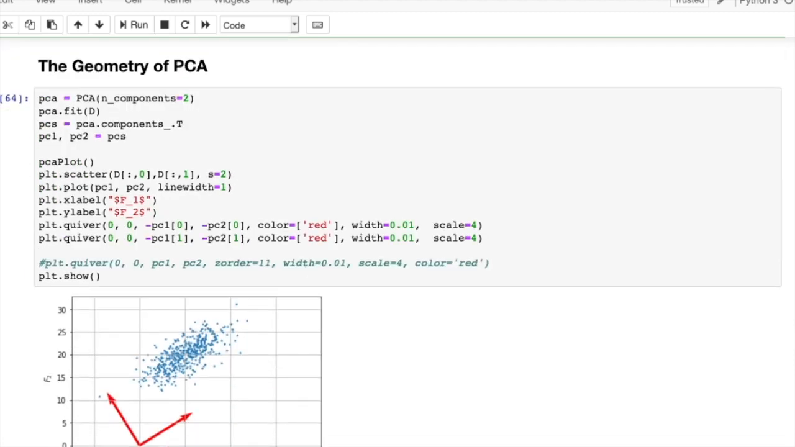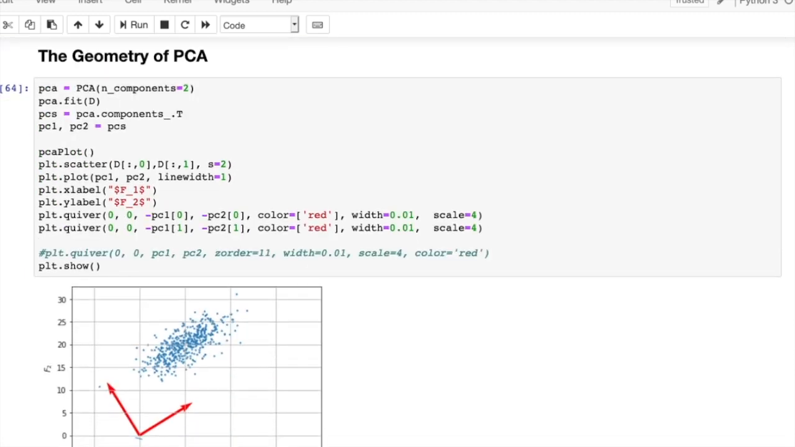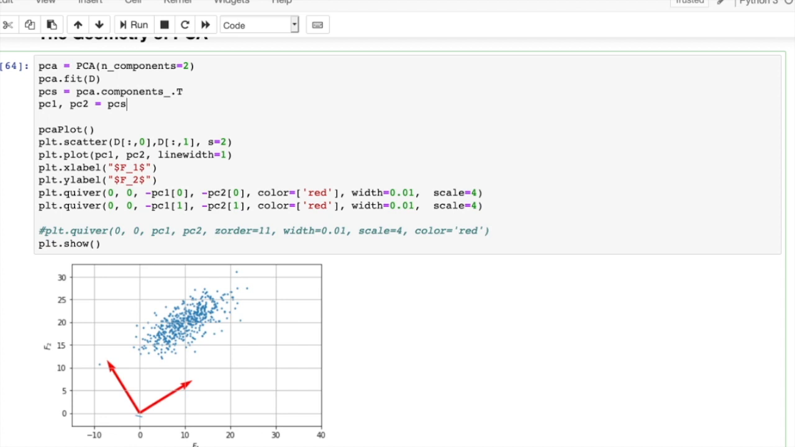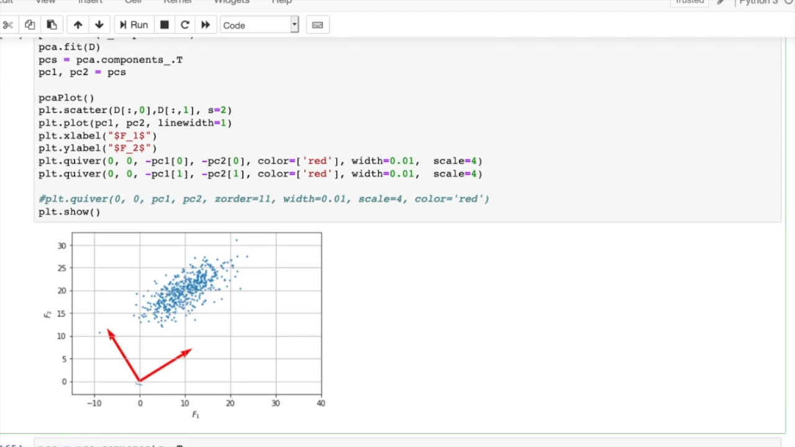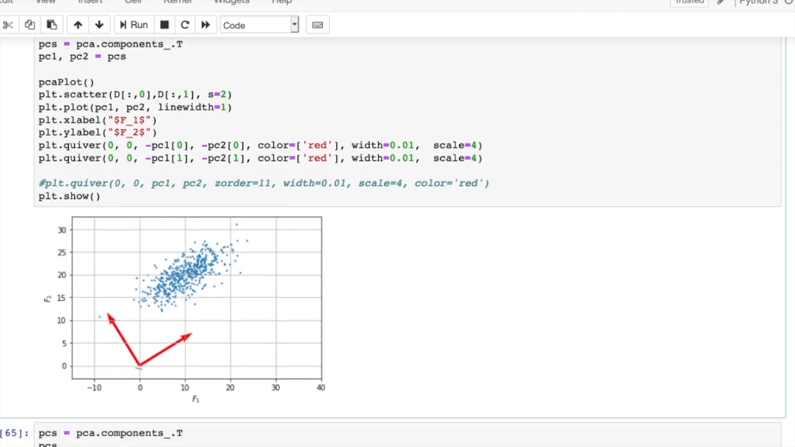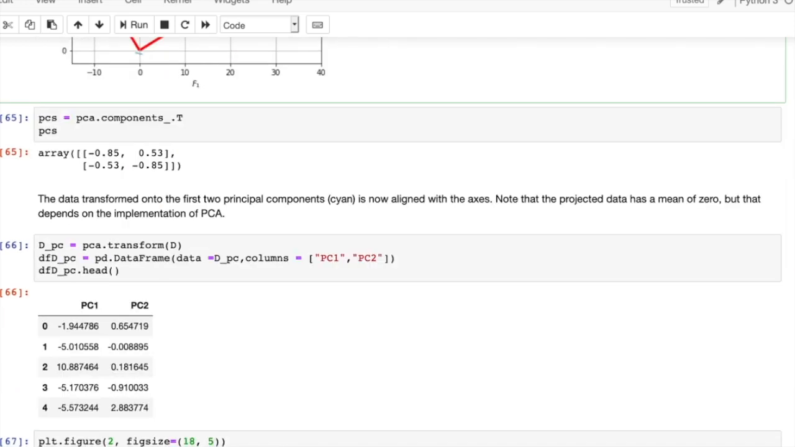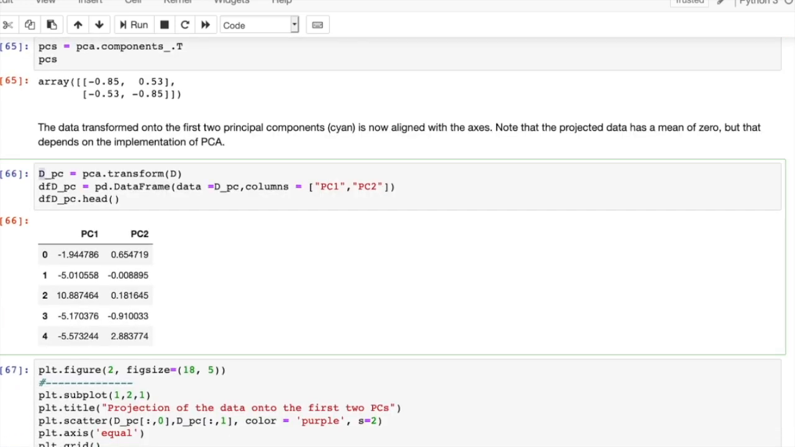And then let's have a look at the geometry of PCA. What do we get as a result if we compute two principal components? As discussed, the first principal component is the red vector, which points into the direction of largest variance, and the other one is orthogonal to it and points into the direction of lowest variance. And then we can compute our transformed data.